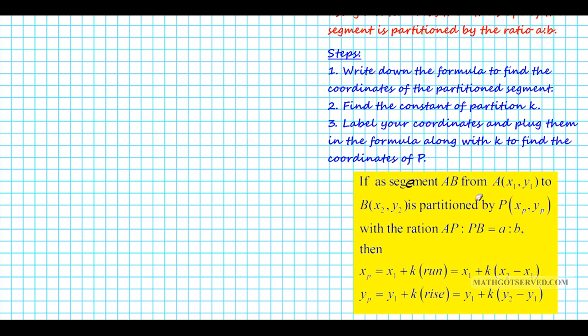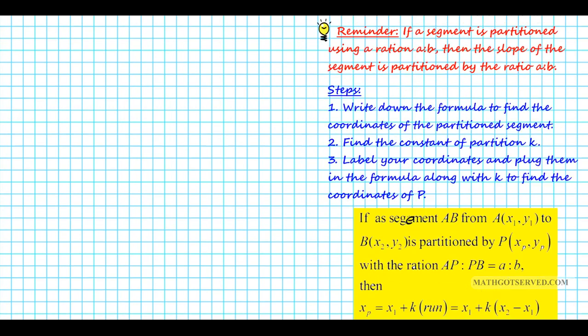So this is the formula we are going to be using to solve this problem. It says if a segment AB from A (x1, y1) to B (x2, y2) is partitioned by P (xp, yp), with a ratio AP to PB equals A to B, then the x-coordinate of the point that's partitioned using this ratio is x1 plus k times the run. We know the run is x2 minus x1. And the y-coordinate of the point of partition is y1 plus k times the rise. Okay, and we know that the rise is y2 minus y1.